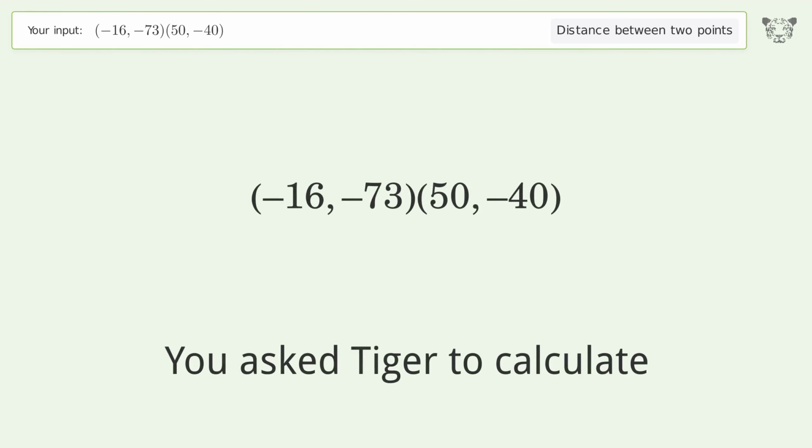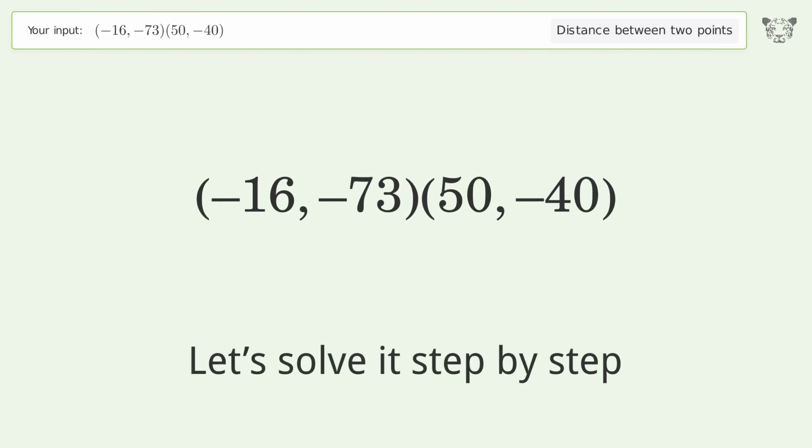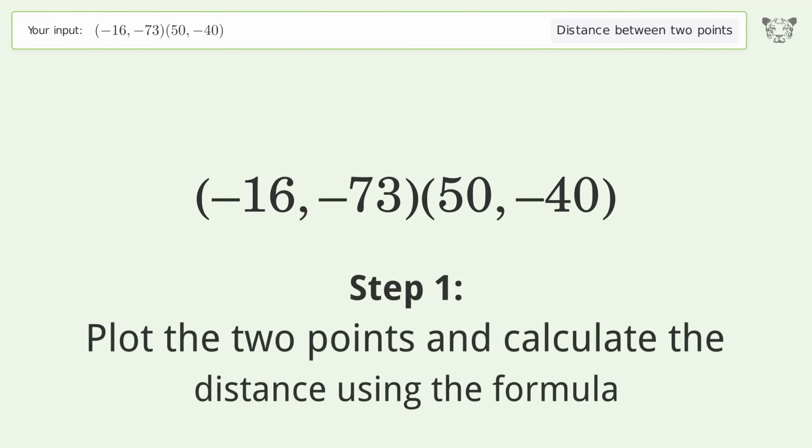You ask Tiger to calculate. This deals with the distance between 2 points. The distance between the 2 points is the square root of 5,445, or 73.79. Let's solve it step by step. Plot the 2 points and calculate the distance using the formula.